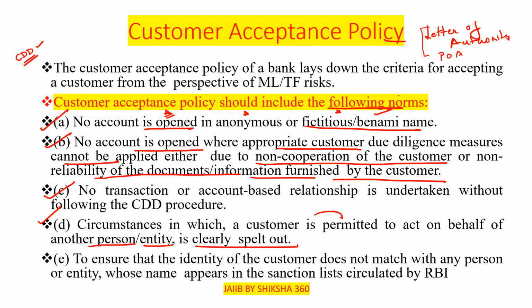Fifth point, to ensure that the identity of the customer does not match with any person or entity whose name appears in the sanctions list circulated by the RBI. A list is circulated by the RBI, so we have to check that also. These are some of the important points under the customer acceptance policy.